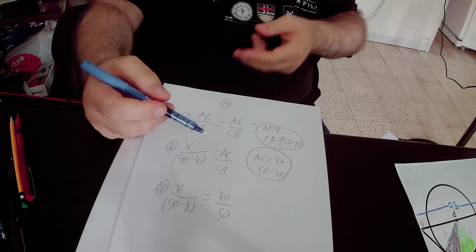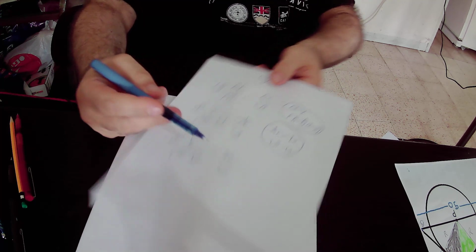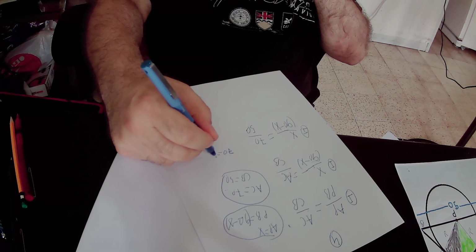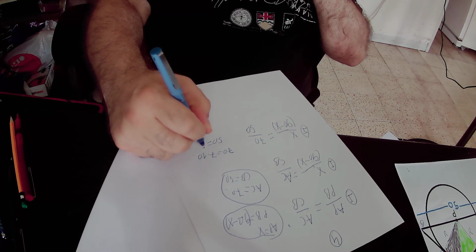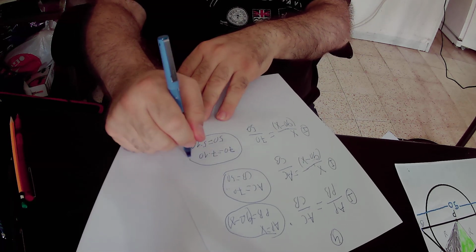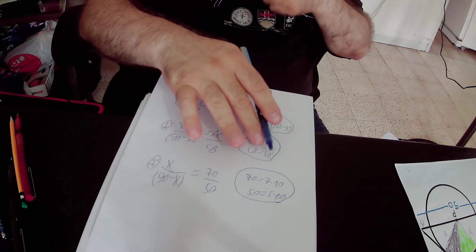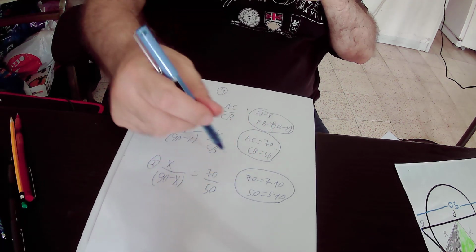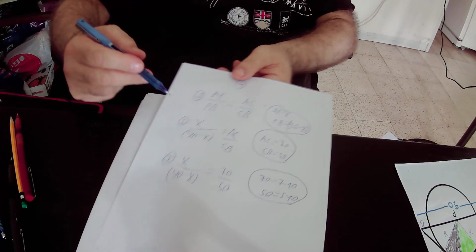Now 70 equals 7 times 10 and 50 equals 5 times 10, so I can write it here. Okay, 70 equals 7 times 10 and 50 equals 5 times 10. So we can substitute 70 by 7 times 10 and 50 by 5 times 10. So I will do it now.